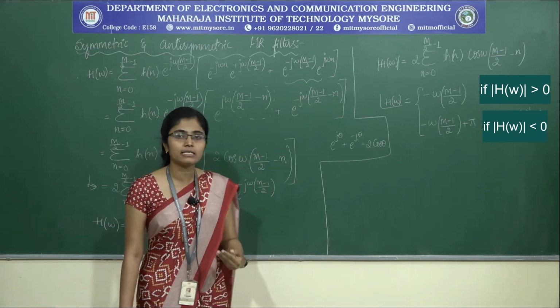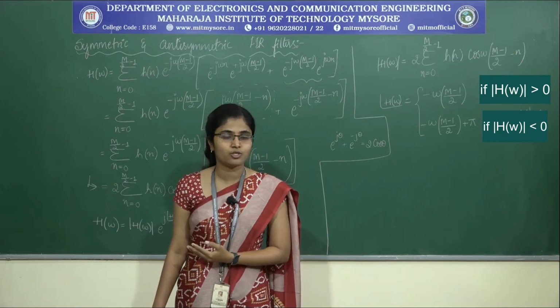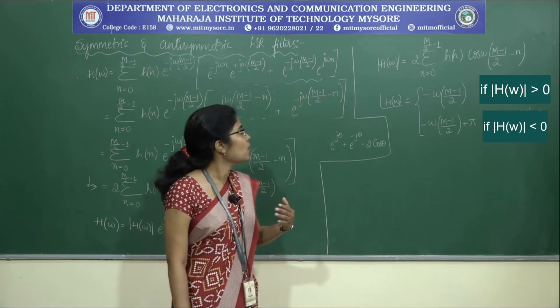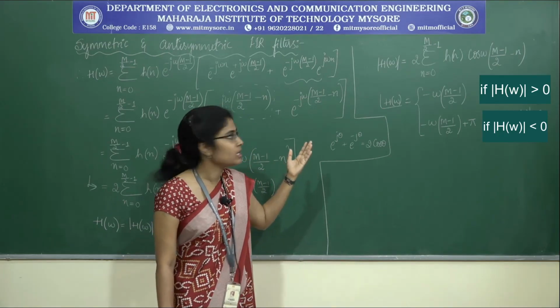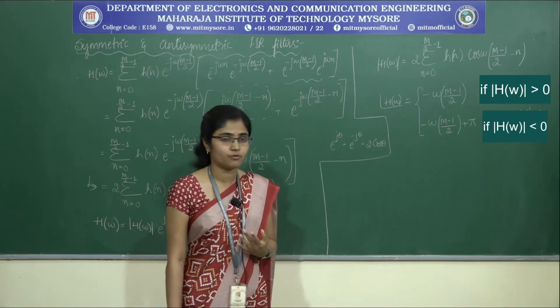In the second case, let us take the value of m as odd and let us take the condition of h of n as symmetric, and let us see what are the conditions which we are getting for magnitude of h of omega as well as angle of h of omega.